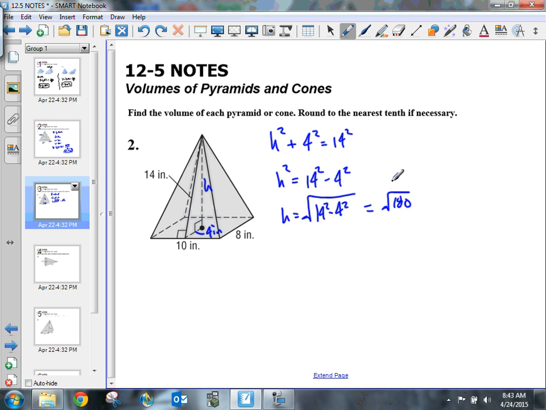I'm going to leave it like that. That's exact. I'm going to operate with this. So my height, we're going to label that as the square root of 180. Do not evaluate this and do not operate with a rounded number. If you do that, your final answer will be screwed up.